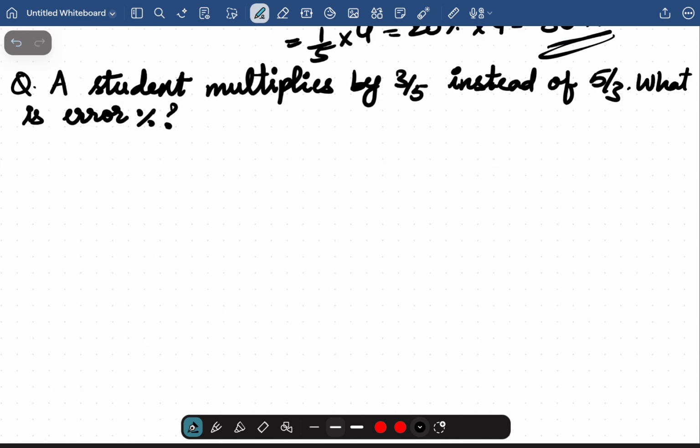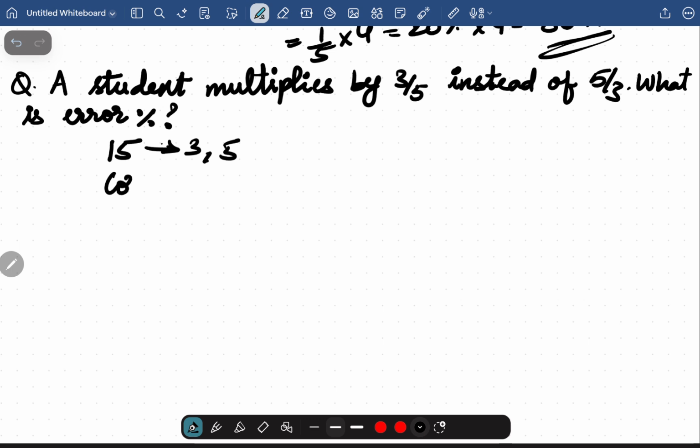So now the third question. A student multiplies by 3 by 5 instead of 5 by 3. What is the error percentage? So now let's go with the logic. Now pick a common multiple of 5 and 3. It's 15, right? A common multiple of 3 and 5.